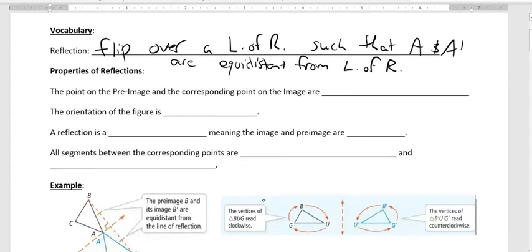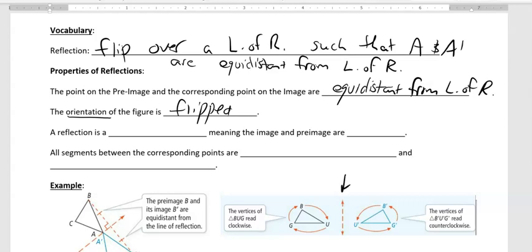So we got to fill out the properties of reflections. The point on the preimage and the corresponding point on the image are, as we already just talked about, equidistant from the line of reflection. Now, what do we notice about the orientation? Like if you look in a mirror, that's going to give you a reflection as well. What do you notice if you have the word Nike on your shirt and you look in the mirror? It is flipped. Fantastic. So the orientation of a figure is flipped.